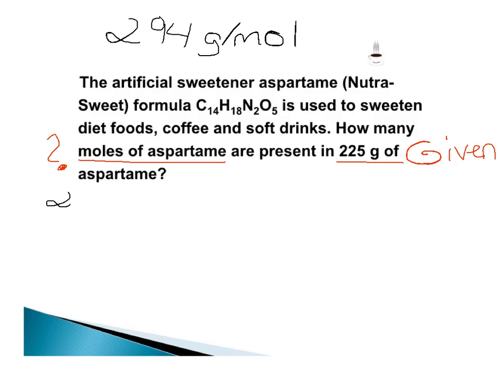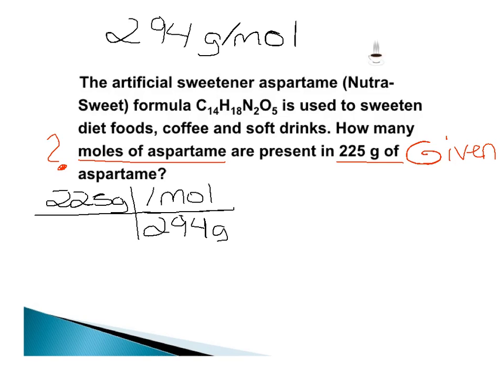So we start out with what we're given, which is 225 grams of aspartame. Okay, we have our 225 grams. We're setting up our T-chart. So now we have to decide what needs to go here. Whatever unit you have on the left is the one that needs to be on the bottom right. So since grams is there, our molar mass will have to go on the bottom, which will be 294 grams. And that is equal to 1 mole, which will go on top.